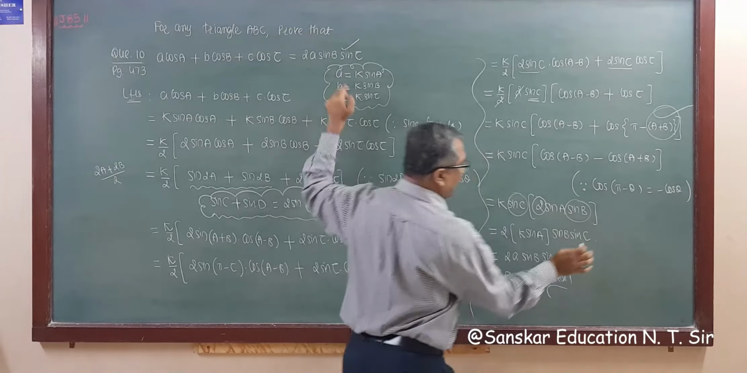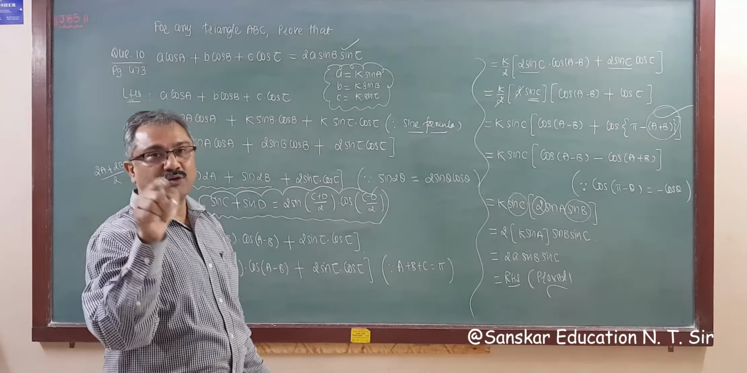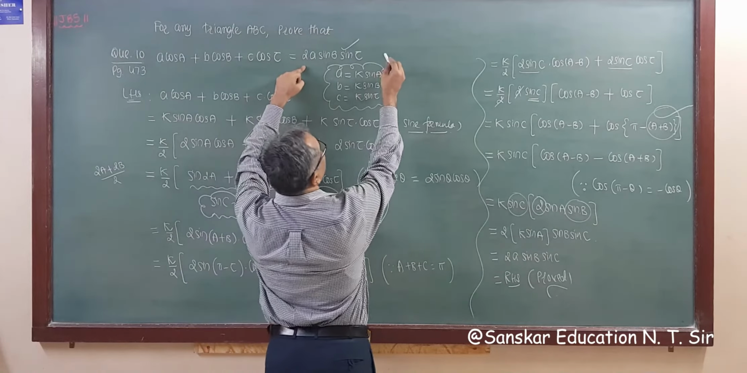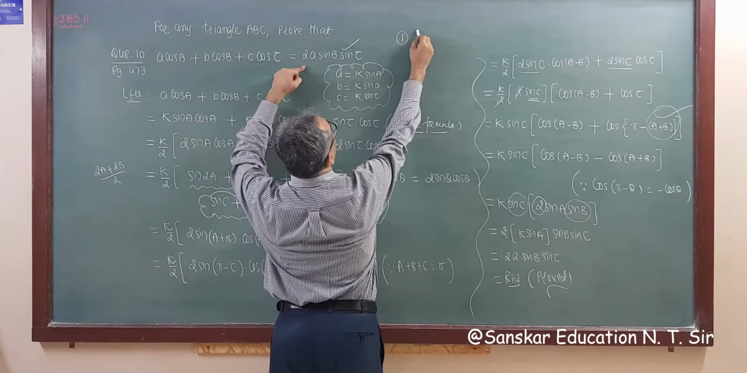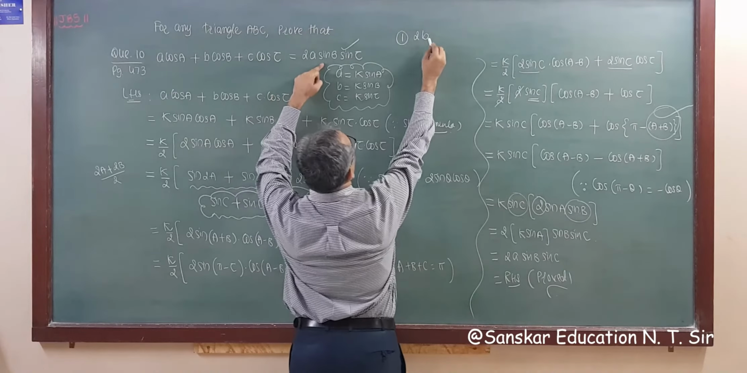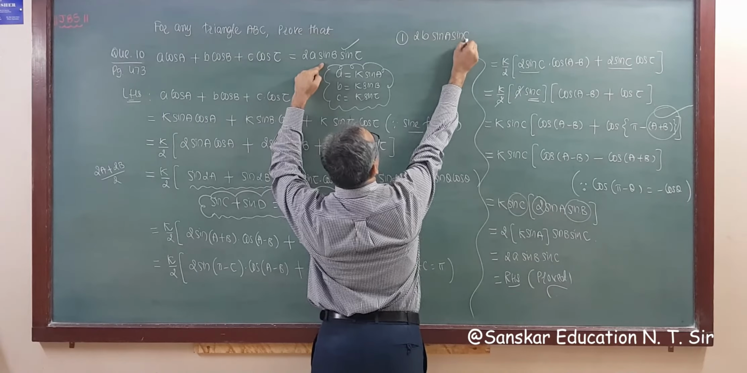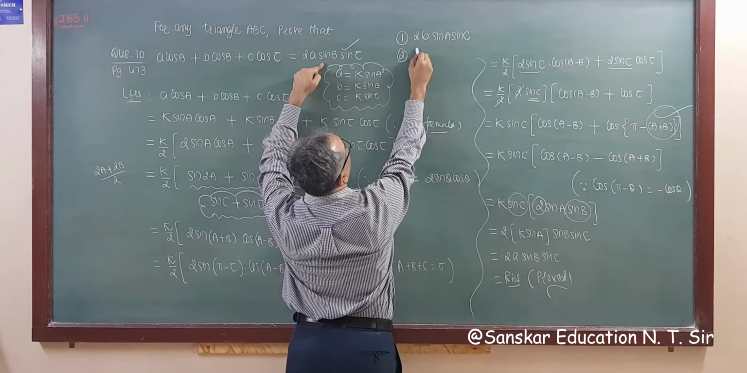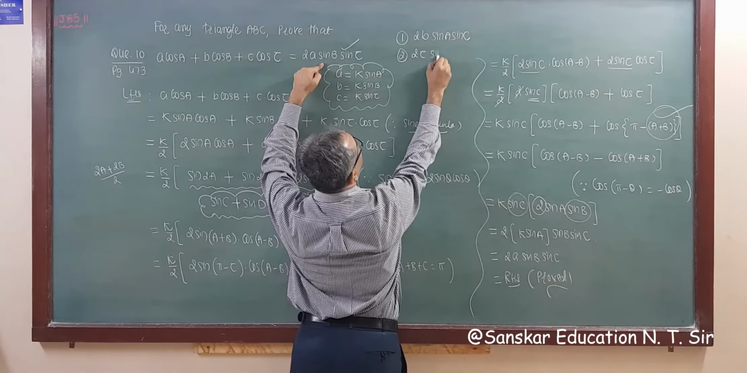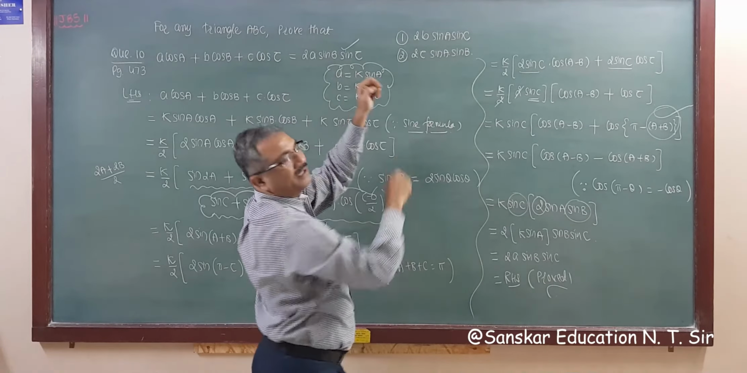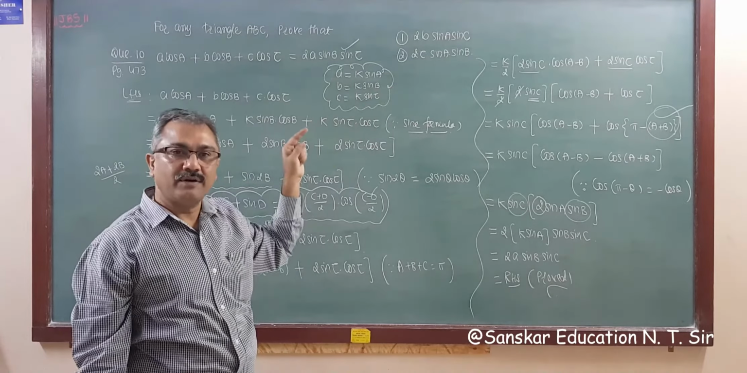Now I am going to change this question. Instead of this, you have to prove one question: twice b sin A sin C, and as the second question, you have to prove twice c sin A sin B, right? So this is your homework, right?